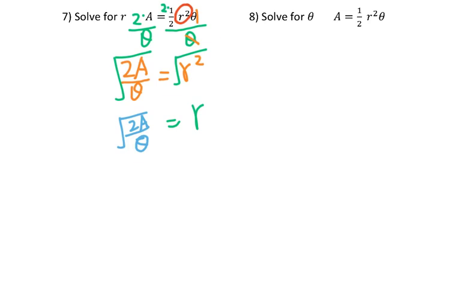For number 8, solve for theta. So for this equation, theta is the only variable, and that's the linear pattern. So you need to isolate theta on one side. How to get rid of 1 over 2? We need to multiply by 2 on both sides. Then for r squared, you need to divide by r squared on both sides. Therefore, theta equals 2a over r squared. That's it.